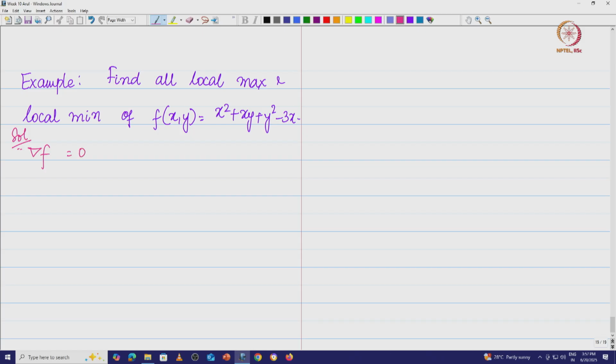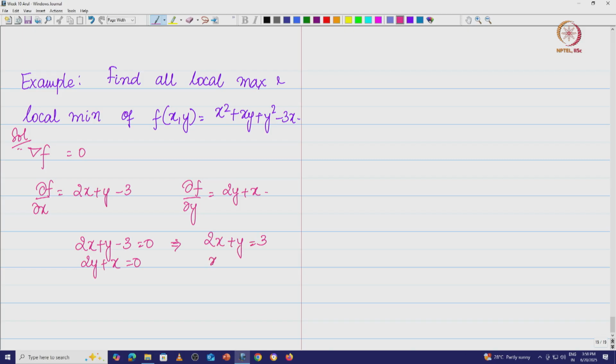So what is del f? That is the gradient. So I have ∂f/∂x, which is nothing but 2x + y − 3, and ∂f/∂y, which is nothing but 2y + x. Now we have 2x + y − 3 = 0 and 2y + x = 0. So basically these are two linear equations. You have 2x + y = 3 and x + 2y = 0.